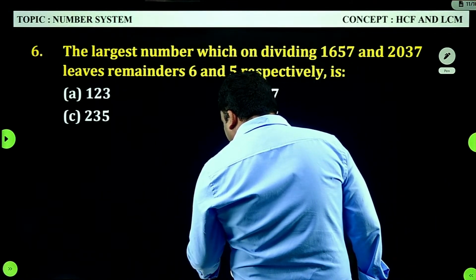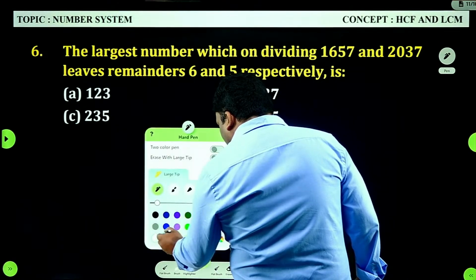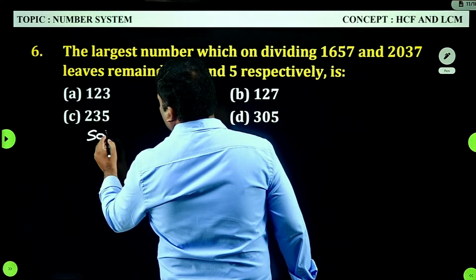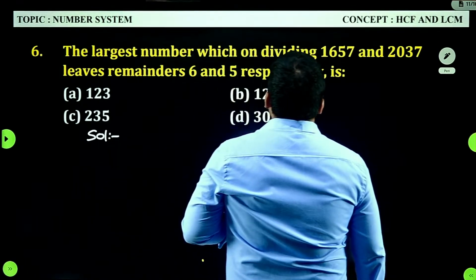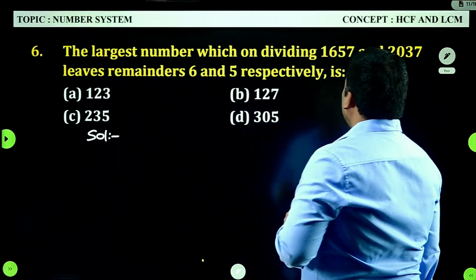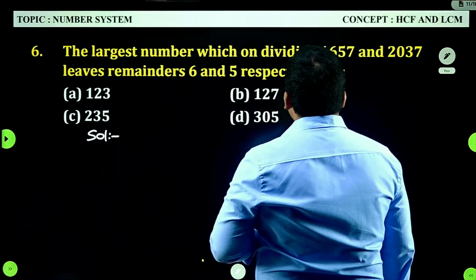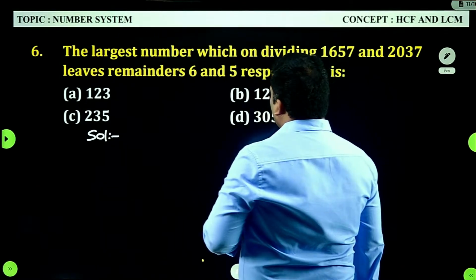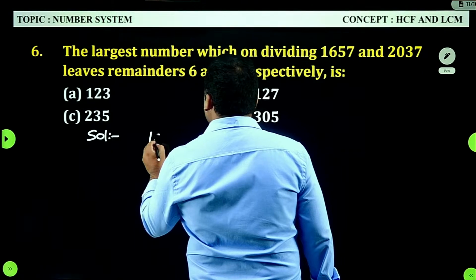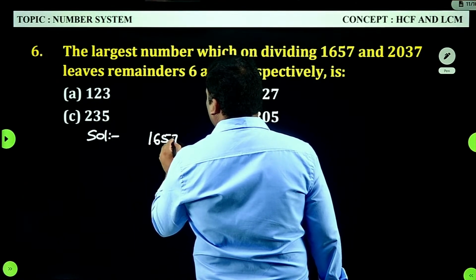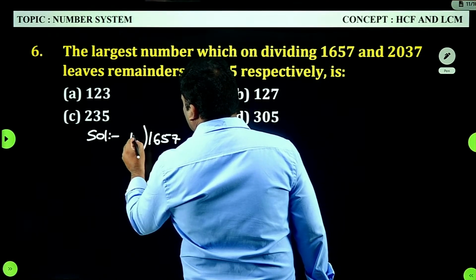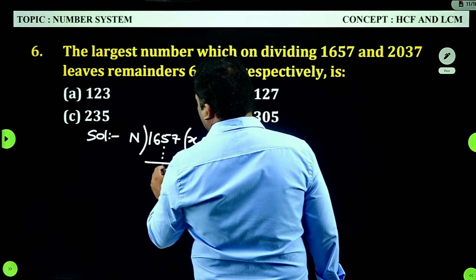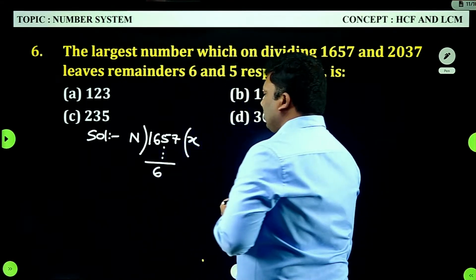Sixth question. Read it first. Solution. The largest number which on dividing 1657 leaves a remainder 6, right? There is a number 1657. This number is getting divided by some number. I am getting remainder 6.